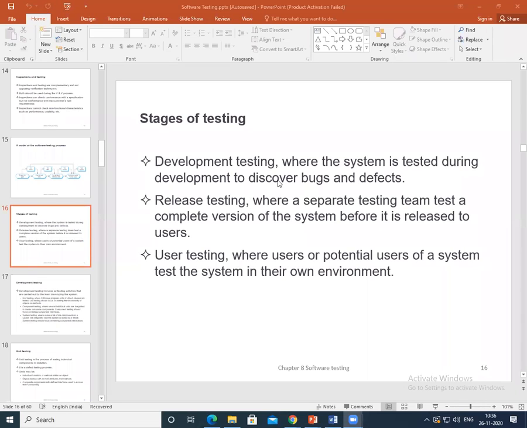Fine. So finally you have user testing. Here a user of a system tests the system in his own environment. Usually for a software product, if the software is marketed, the user could be the internal marketing group.